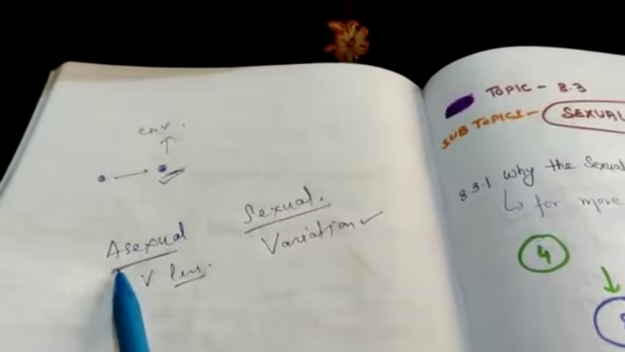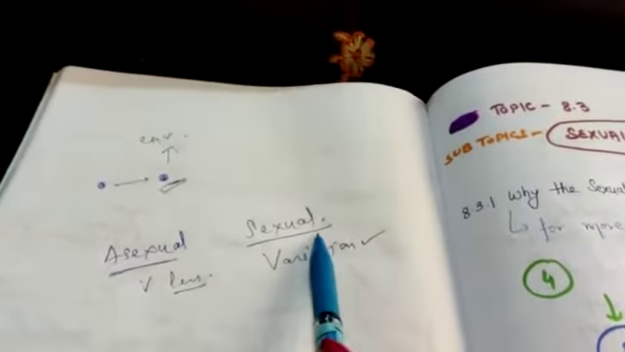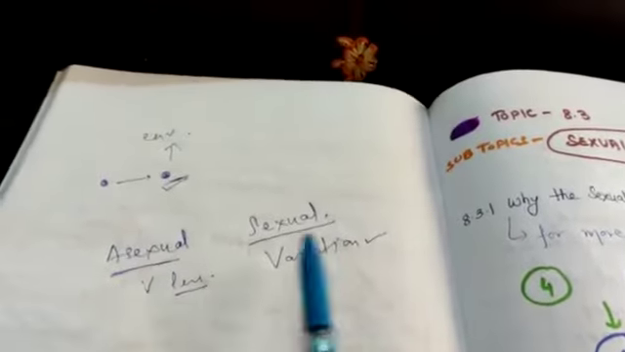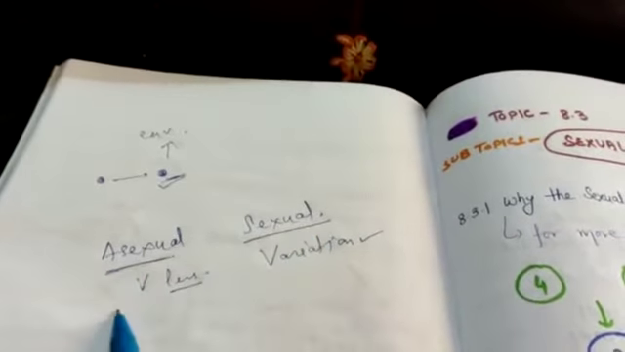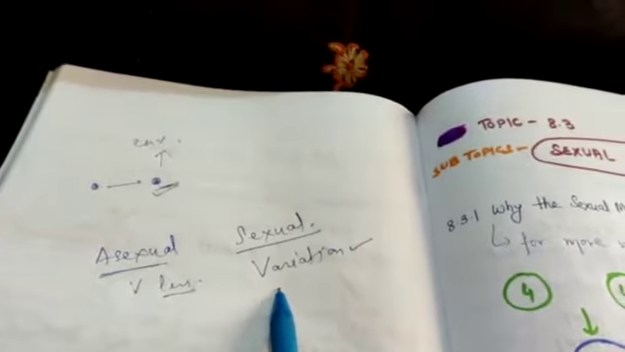When you compare sexual and asexual reproduction, in asexual only one parent is required, while in sexual two parents are required. In case of asexual, only one gamete is involved. Here two gametes are involved. And here there is no fusion of gametes, here there is fusion of gametes. In case of asexual there is less variation, and in case of sexual there is more variation.